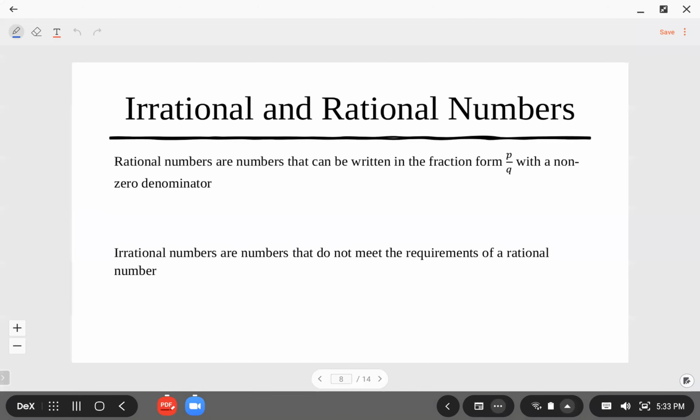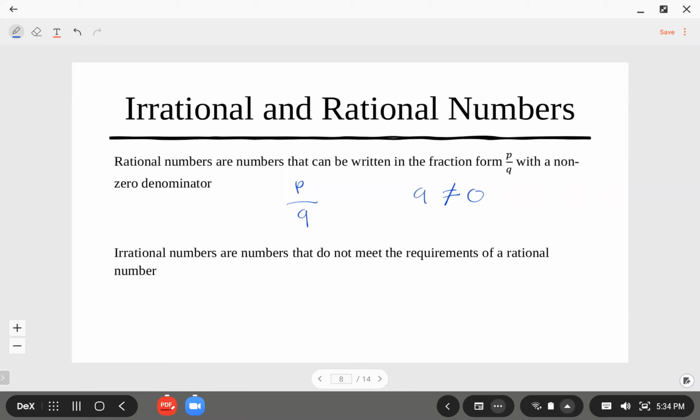So now let's go over the definitions of irrational and rational numbers. Rational numbers are numbers that can be written in the fraction form p over q with a non-zero denominator, okay? So p has to be some sort of decimal or terminating decimal or integer, okay? And then q cannot be equal to 0, okay?